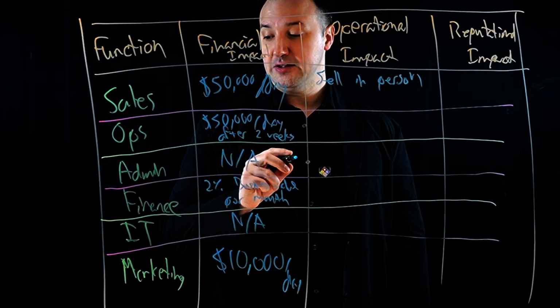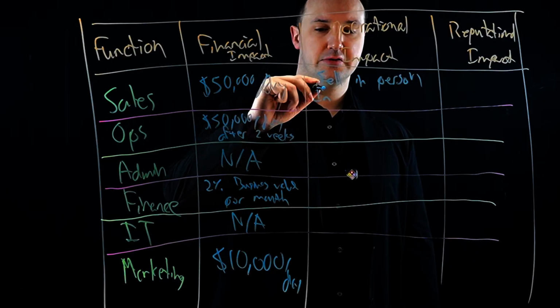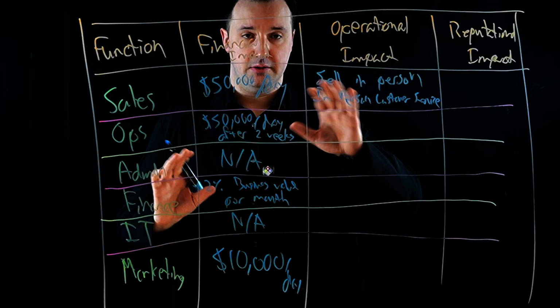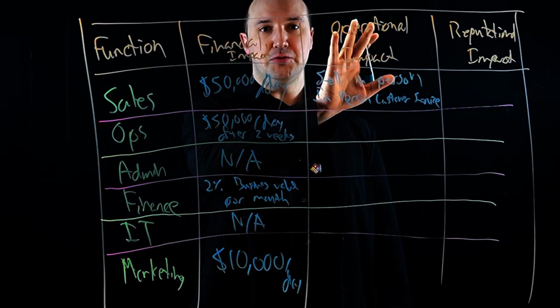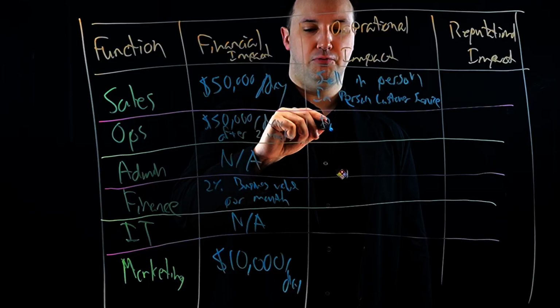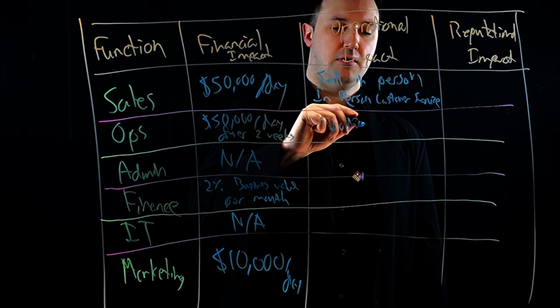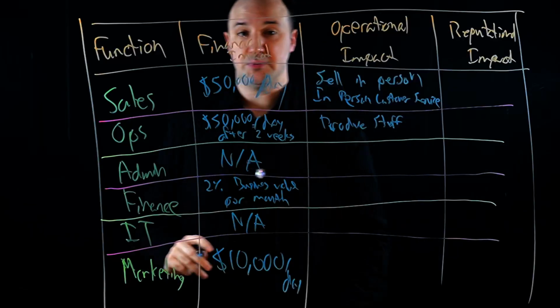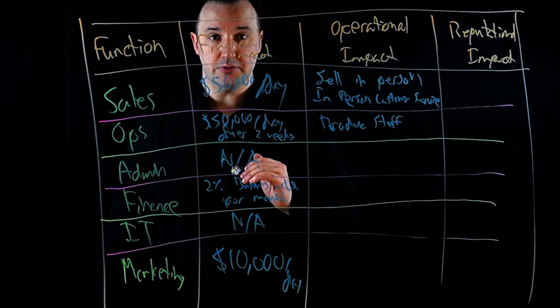You may effectively lose in-person customer service. List the stuff that you lose. This could get fairly long depending on what is involved here, but this is the stuff you can't do anymore. For ops, you can't produce stuff. And you may have a list of specifically all the different stuff you can't produce.